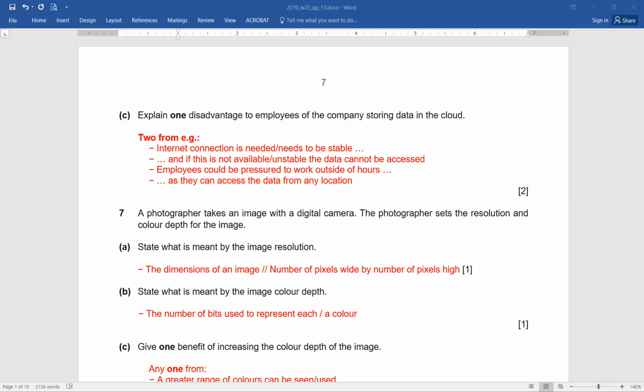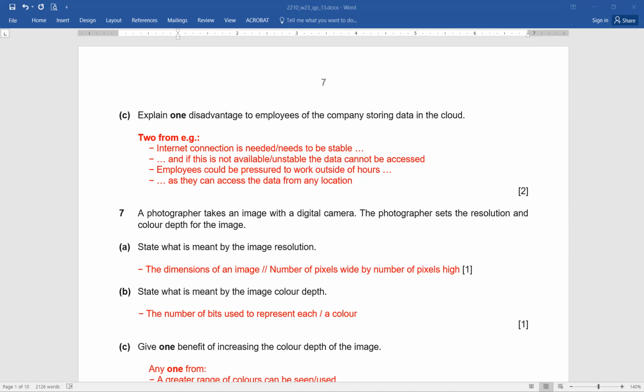State what is meant by the image color depth. Color depth means the number used to represent each color, or the number of bits that are needed to represent a color. So again, you can easily score 1 out of 1.